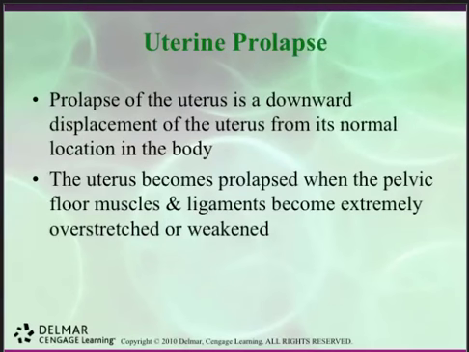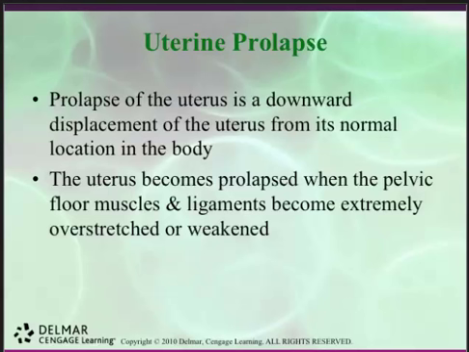Okay, uterine prolapse is where the uterus has a downward displacement from its normal location in the body. It becomes prolapsed when the pelvic floor muscles and ligaments become extremely overstretched or weakened, and it protrudes now from the vaginal orifice. The pelvic floor muscles weaken as a result of childbirth, old age, or genetic factors. The prolapse is usually visible in a pelvic examination.